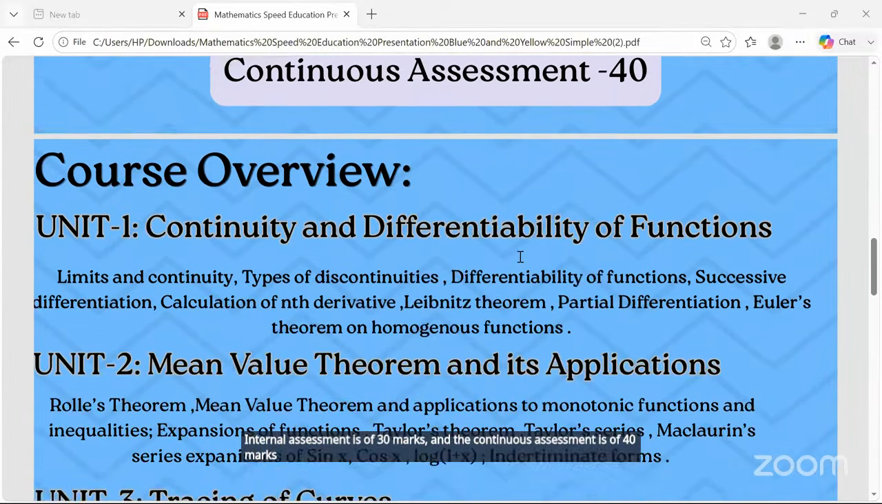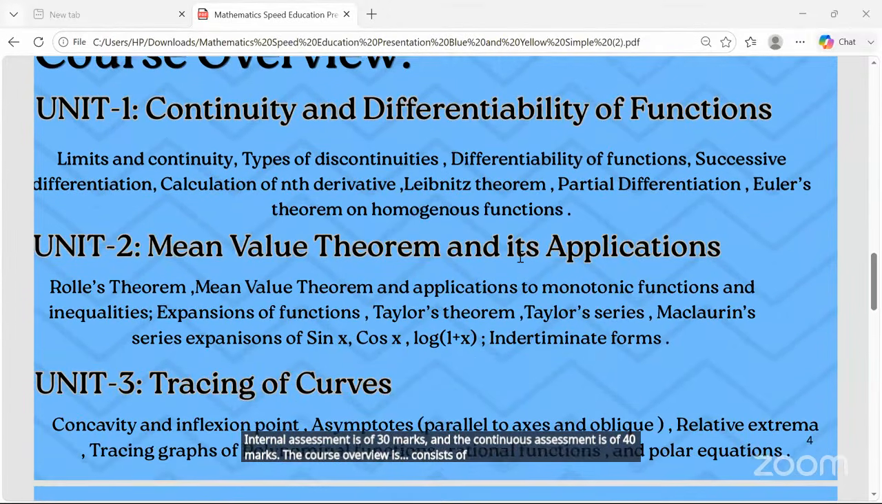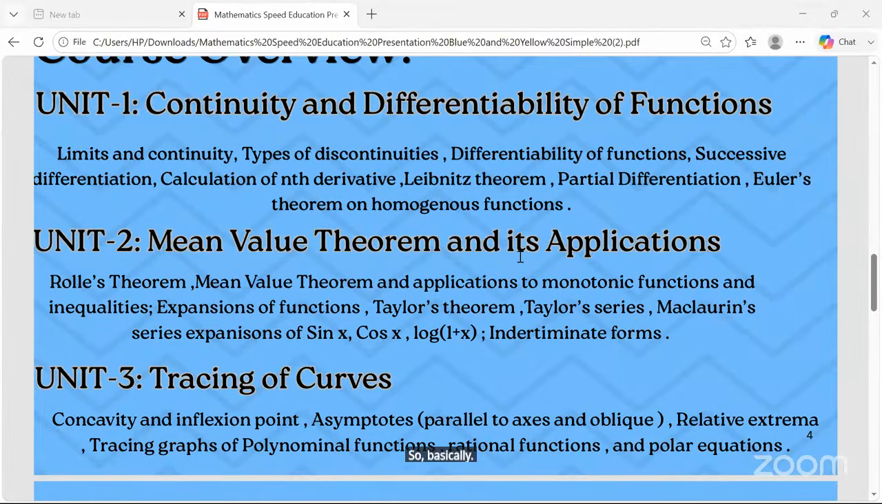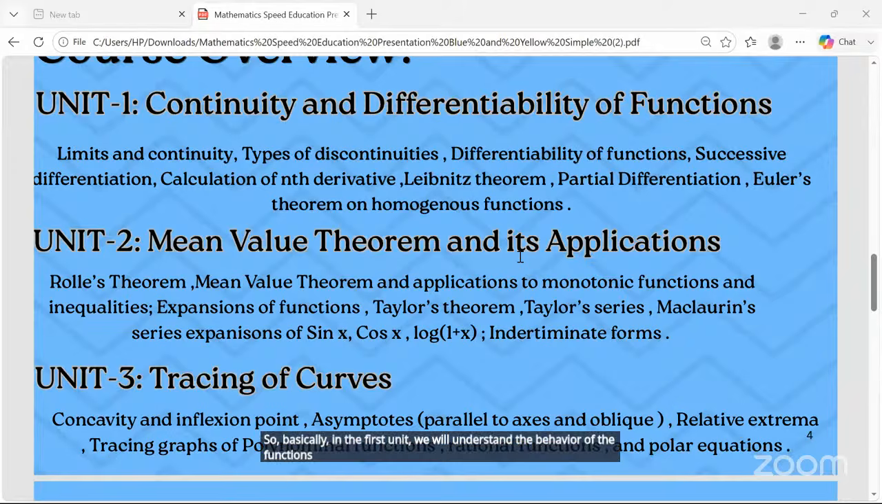The course overview consists of 3 units. The first unit is the continuity and differentiability of functions. The second unit is the mean value theorem and its applications, and the third unit is the tracing of curves. In the first unit, we will understand the behavior of functions by using limits, continuity, and derivatives. How does the graph of a function vary, is there any jump or is there any bend in the graph of the function? All this we will study in unit 1.